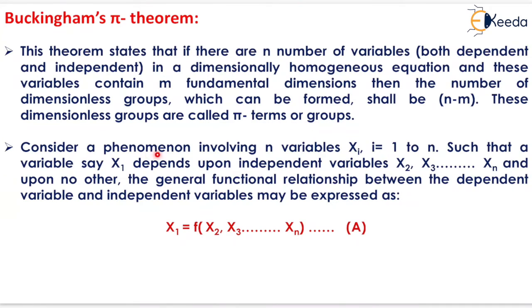Consider a phenomenon involving n variables, that is xi, where i equals 1 to n, such that a variable, say x1, depends upon independent variables, that is x2, x3 up to xn, and upon no other. The general functional relationship between the dependent variable and independent variables may be expressed as x1 equals a function of x2, x3 up to xn, that is equation A.